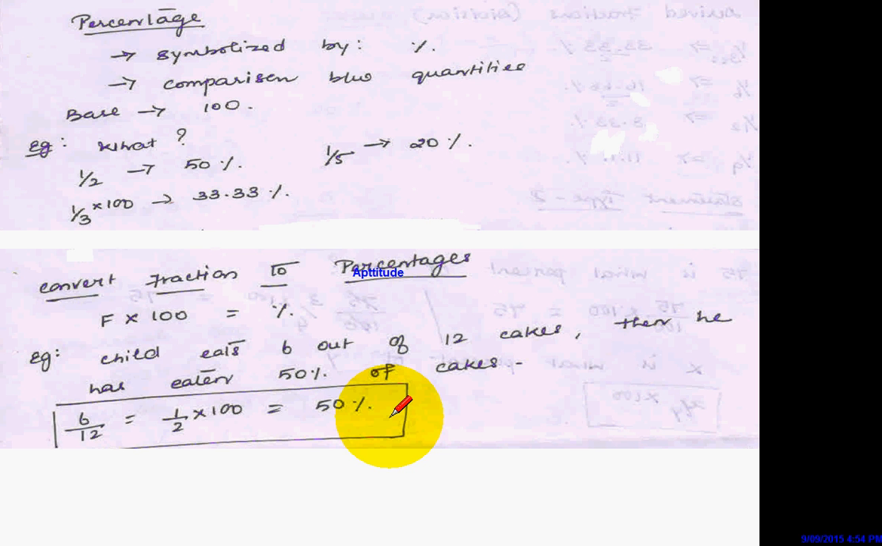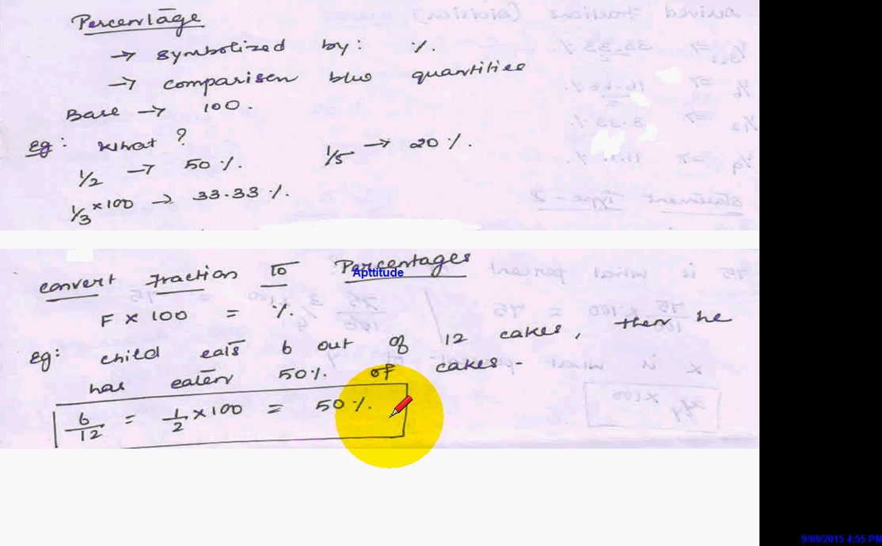And with 1 by 2, we can see how to convert a fraction to a percentage. Normally we say that 1 by 2 is nothing but 50%. Everyone remember that 1 by 2 is equivalent to 50%, and 1 by 5 is equivalent to 20%, and 1 by 3 is 33.33%. Normally some fractions we do remember. So how to convert a fraction to a percentage? A fraction when multiplied by 100 gives you a percentage. So if you are given a fraction and you want to convert it to the appropriate percentage value, you have to multiply the fraction by 100.